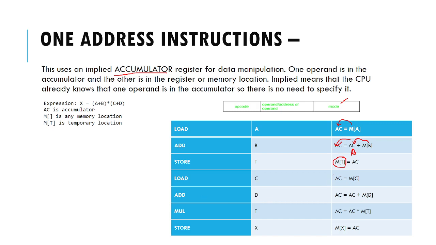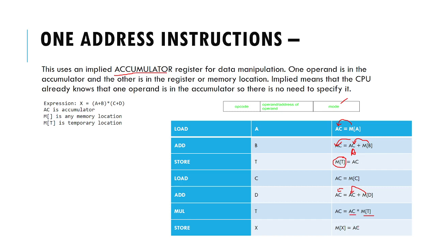Same process. We are adding D to this accumulator because this accumulator contains the operand C, and the result will be assigned to the accumulator. Now multiplication: multiply T, because the accumulator already contains the result of C and D. Now T is the temporary register, which stored the addition operation. Here is AC into empty. This T contains the A plus B expression and this accumulator contains the C plus D expression.